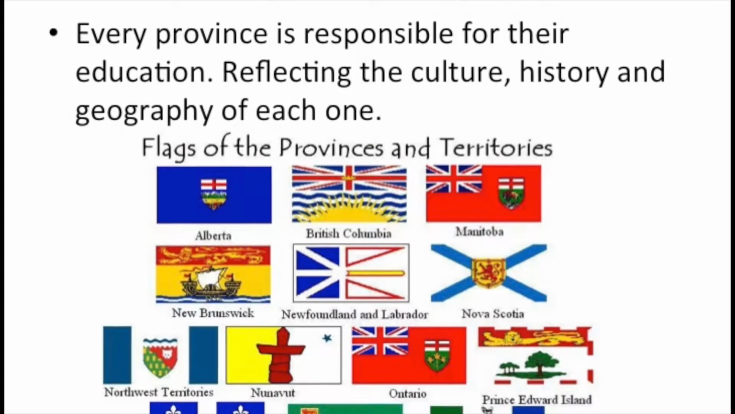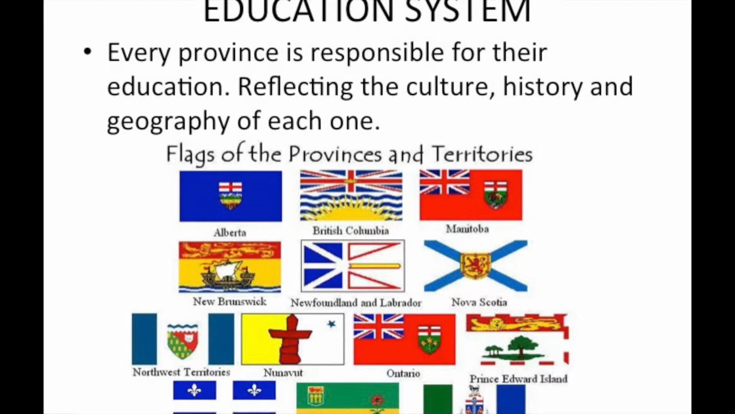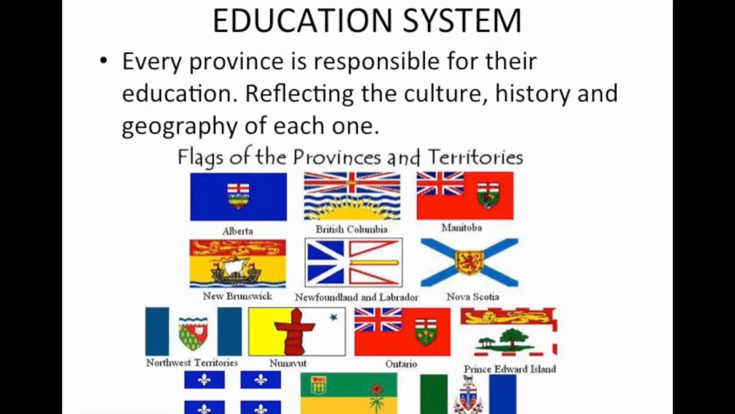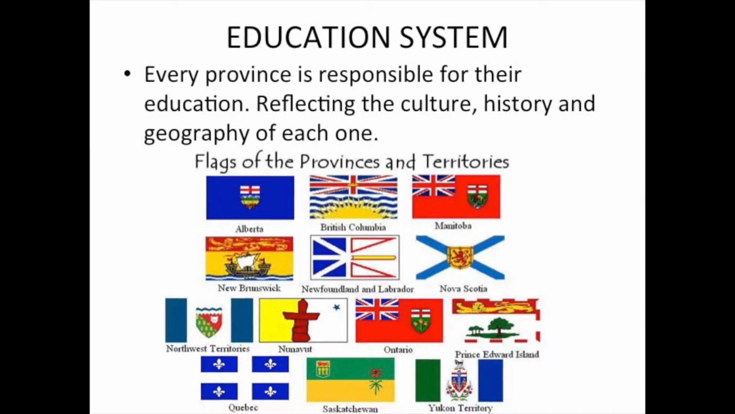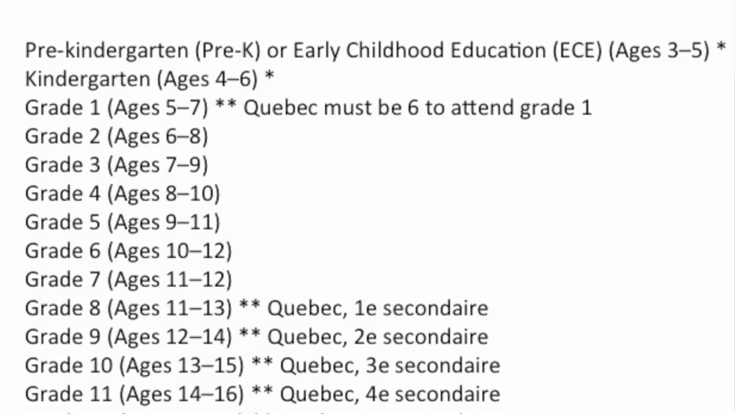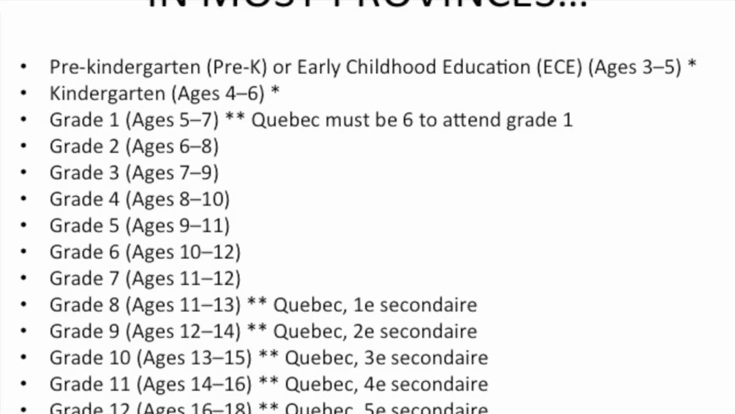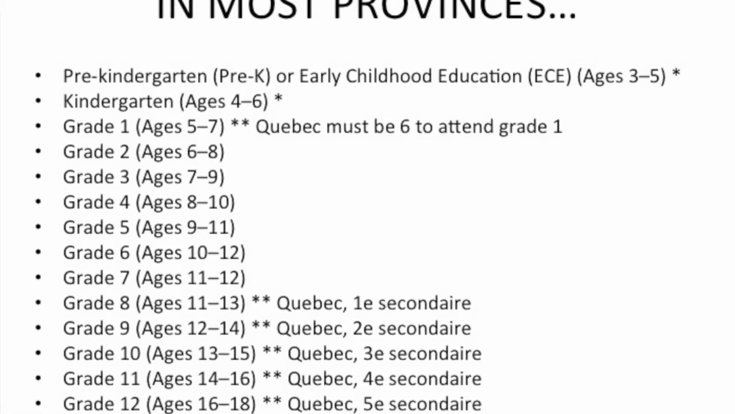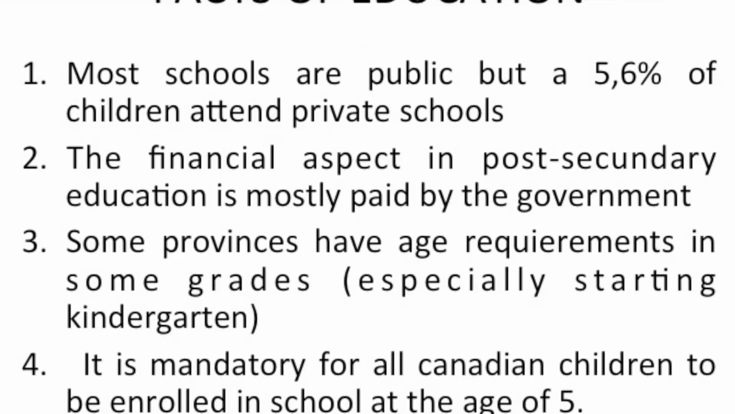The education system in Canada is divided by each province. They are in charge, they are responsible for their own education. This is trying to reflect the cultural history and geography of each one of them. In most provinces, they have a normal age group, but in Quebec and Ontario, children are entering the public school system at age 4. Here we have some facts about education.